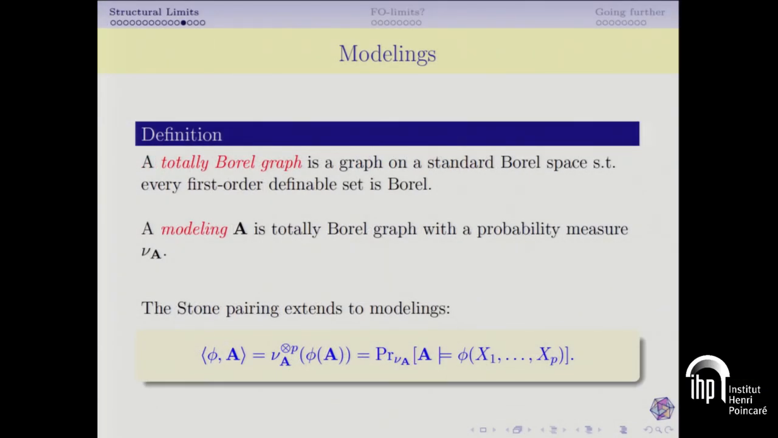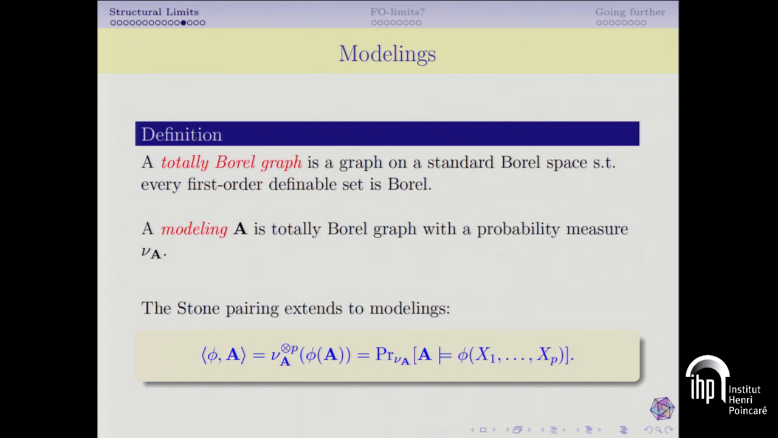So now we want to have a limit object which will generalize the notion of graphing. A graphing, as I said, has the property that the vertex set is a standard Borel space, a nice space like the 0-1 interval, and the edge set is Borel. But when we want to consider the general case, it will not be sufficient to have this Borel assumption. Why? Because in the statistics that we want to converge, all the definable sets are there. If I want to say that for whatever phi, the probability that phi is satisfied converges, it means that the measure of the set defined by phi converges to the measure of what phi defines in the limit. So definable sets in the limit should be measurable.